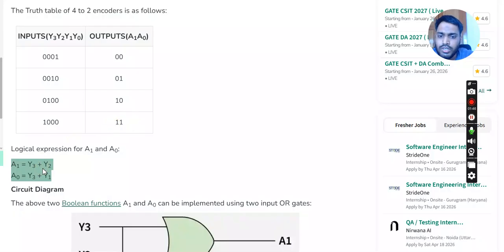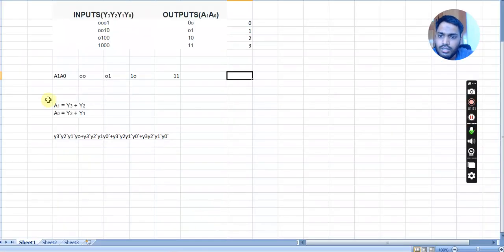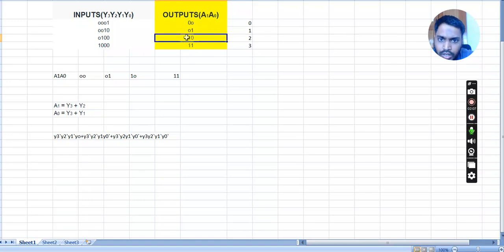So how is this expression written? Basically this expression is written by observing this column. If you observe this column, A1 is 1 in these two cases. For what two cases? For Y2 and Y3. So this is the equation for A1.